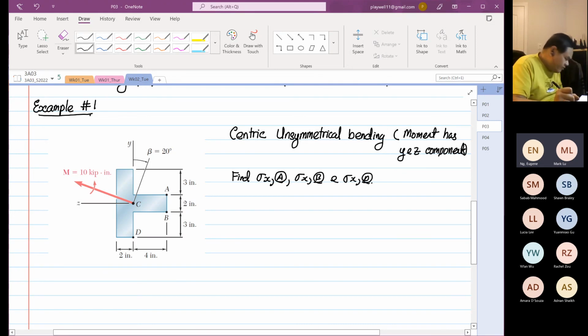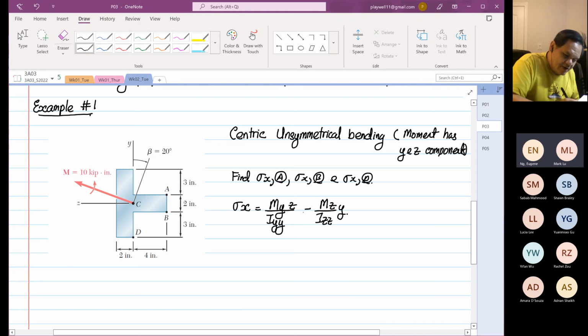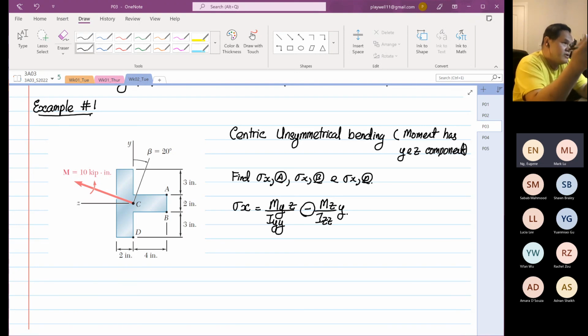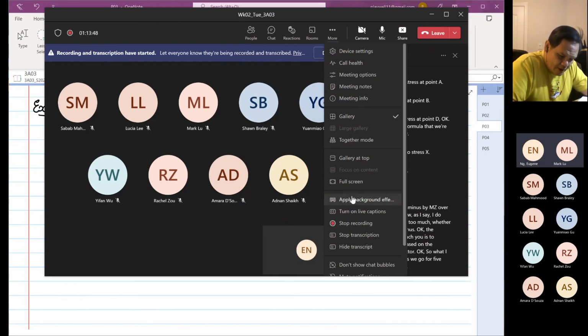The formula we're going to apply is stress X equals My over Iyy multiplied by z, minus Mz over Izz multiplied by y. As I said, I don't want you to focus too much on whether it is plus or minus. The technique I teach you is to visualize, based on the moment vector. So what I propose now is we take a 5 minute break and then come back again.